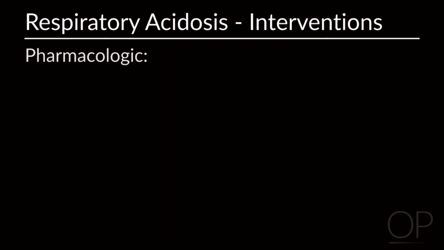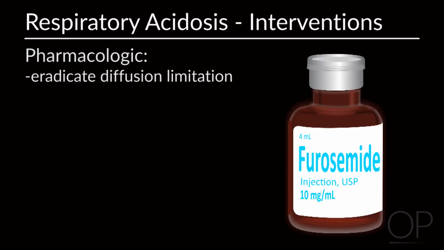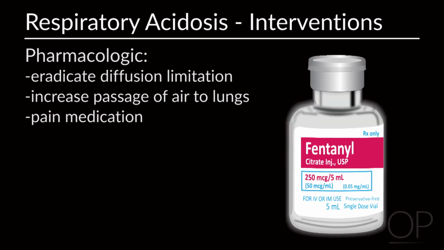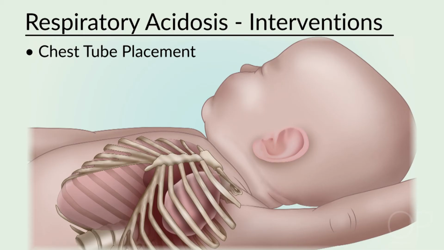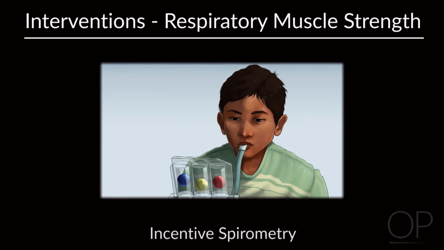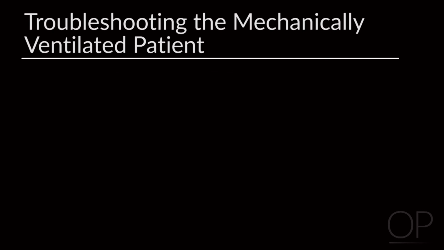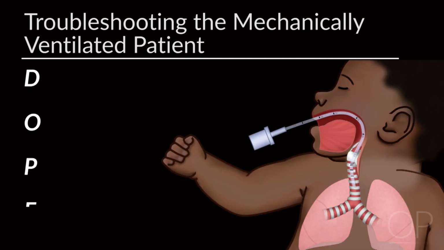Pharmacologic interventions include using drugs that will help eradicate diffusion limitation within the lungs, increase passage of air to the lungs, or, in the case of the patient who is apprehensive to taking deep breaths due to pain, pain medication will help. Surgical interventions such as chest tube placement for pneumothorax, hemothorax, or pleural effusion might be necessary. Participating in or having the patient participate in activities to strengthen respiratory muscle function, expand alveoli, and clear secretions are important. Advanced life support courses teach the mnemonic DOPE.